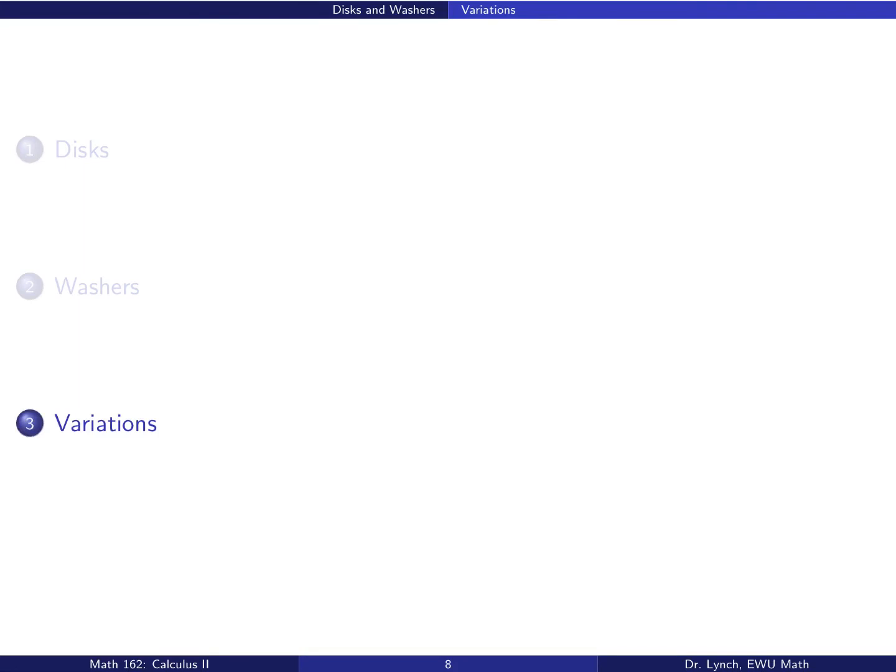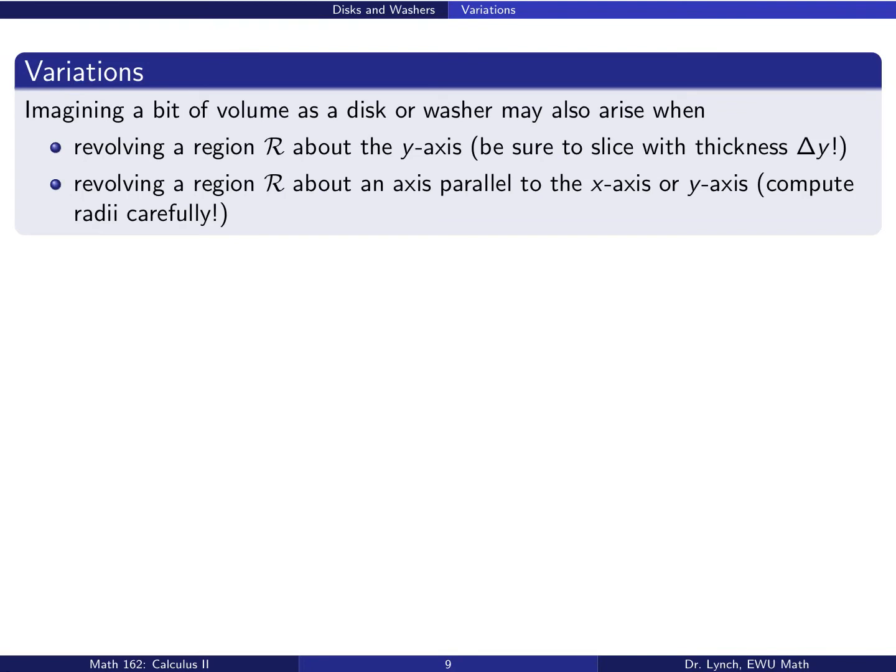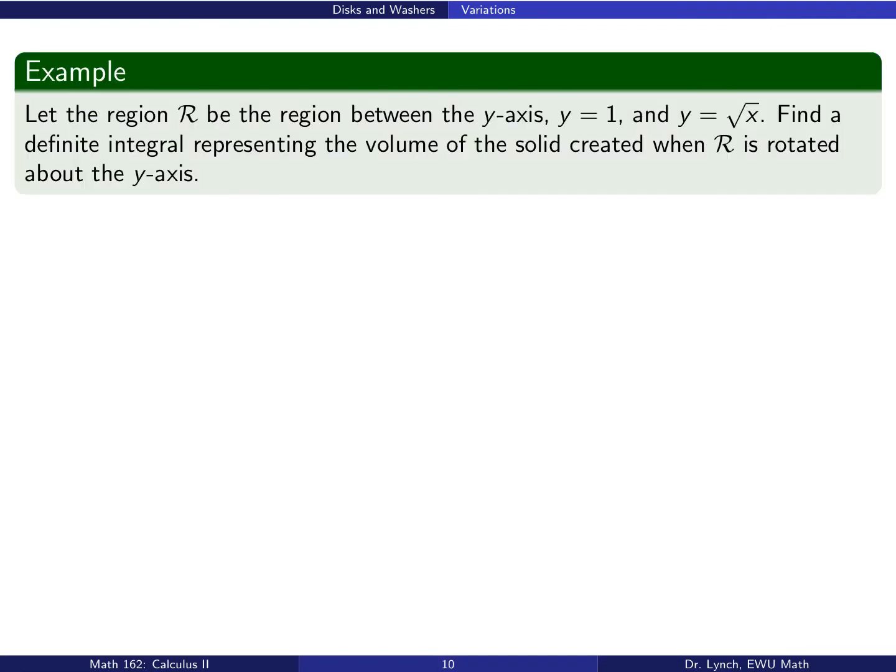Okay, some variations on this theme include the following. Variations might include revolving a region R around the y-axis instead. In this case, we'll have to be sure to slice with thickness dy, or delta y. Also, you may encounter problems where you want to revolve a region about an axis that's parallel to the x or y axis. In this case, you just have to be a little bit careful about how you compute those radii. So here's the first example.